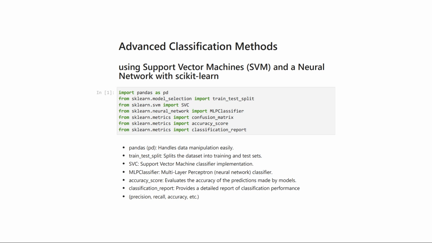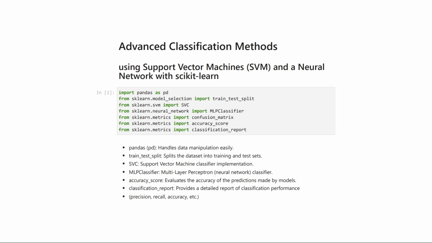Hello everyone, this week we're going to learn about support vector machines and neural networks, two advanced classification methods. We use Python's scikit-learn library to implement both and compare how they perform. Let's start with the imports.